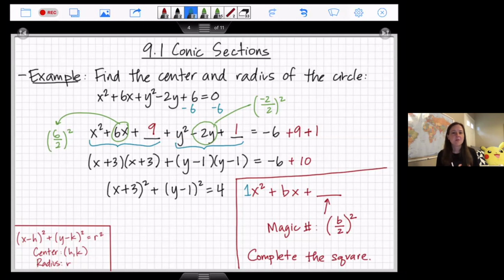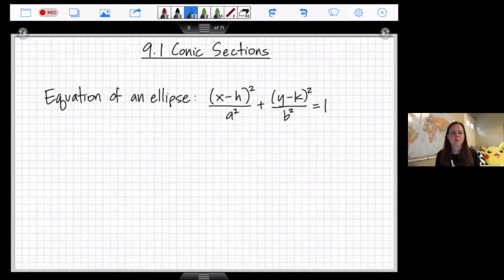The last thing I want to leave you with is the equation of an ellipse. All right, so here's the standard form of the equation of an ellipse, and it kind of resembles the equation of a circle, a little bit different. An ellipse is an oval shape, so it doesn't really make sense to talk about a radius, so there's no radius squared. We do have these a and b numbers being squared, and those do tell us a lot about the shape of the ellipse.